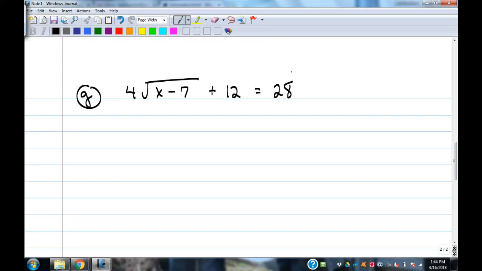That looks really hard, but it's really not. Okay, so we're going to move the 12 because it's not attached to the square root at all, right? It's just the plus 12. So we're going to move it first. That's the right idea.